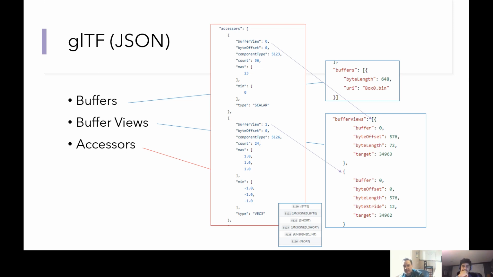In this case, the component type is 5126, which is floats. There are 24 floats, and they're grouped in 3s. And we know that because the type is vector 3, which is at the bottom there, and then we have minimum and max values, so of -1, -1, -1, and 1, 1, 1. So that's when we know that this particular group of data is going from a max value of 1, 1, 1 and a minimum value of -1, -1, -1.